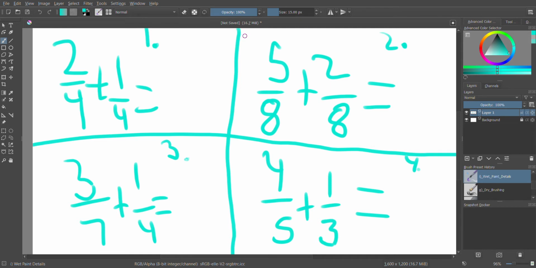Today we're going to be talking about how to add fractions. First, let's look at equation 1. Equation 1 is 2/4 plus 1/4. How do you do this? No worry, I'll tell you.